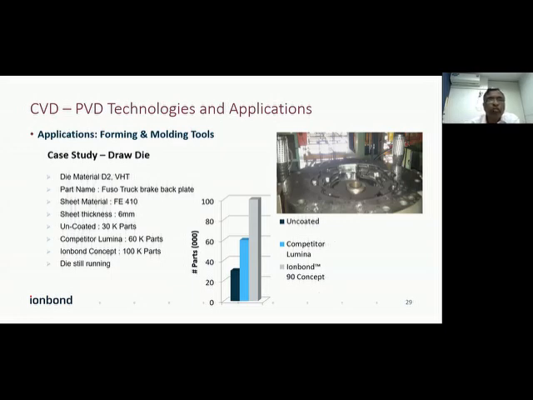Now if we use uncoated, we can hardly get 30,000. But with the concept coating, we can cross 1 lakh components. There is no change in the dimensions of the die, and no change in the dimensions of the component produced. With such a high thickness and high tensile strength, we can produce good quality up to 1 lakh plus components without change in quality.